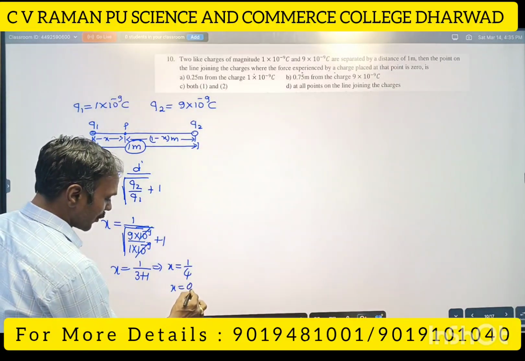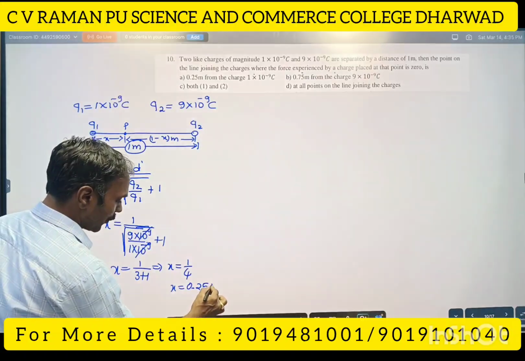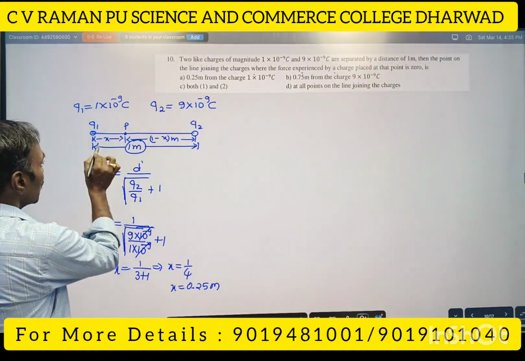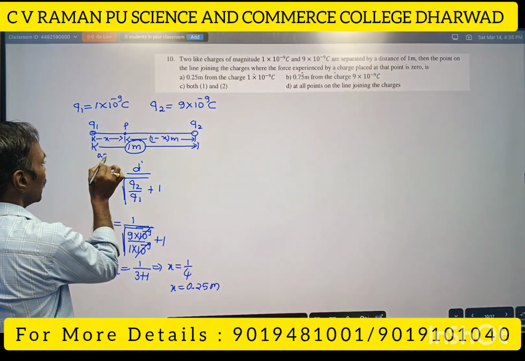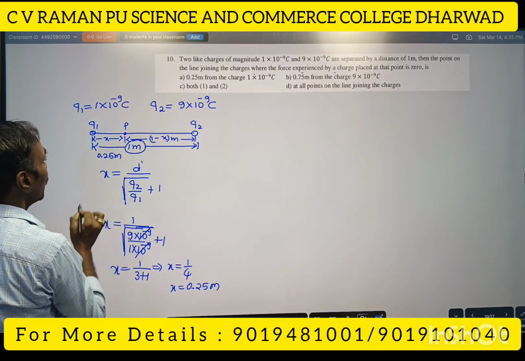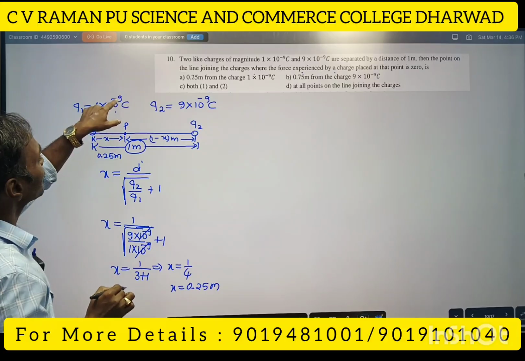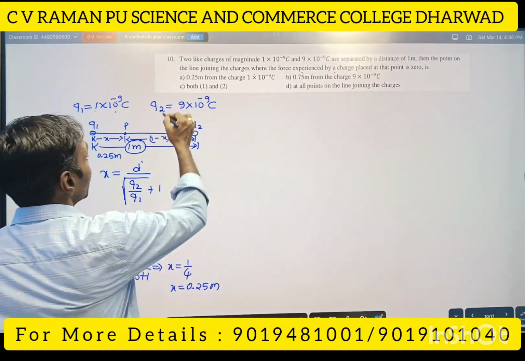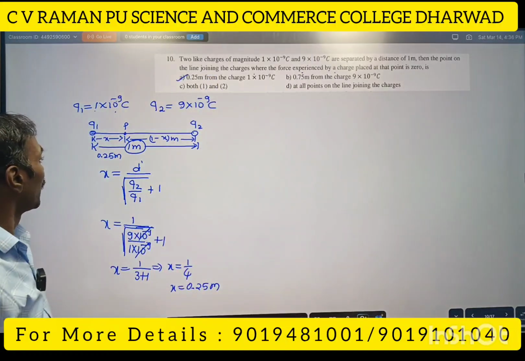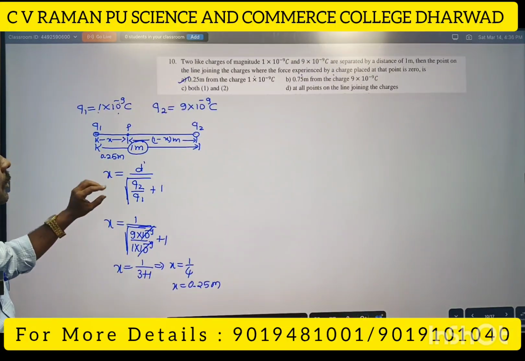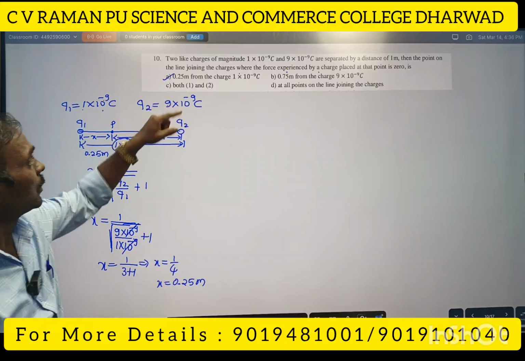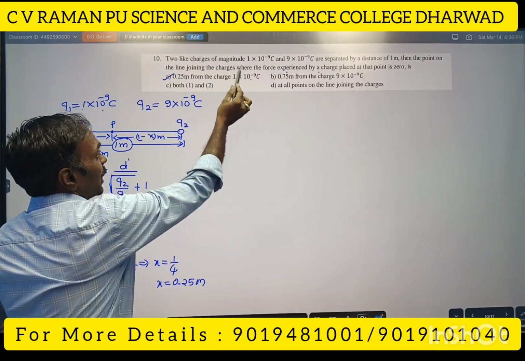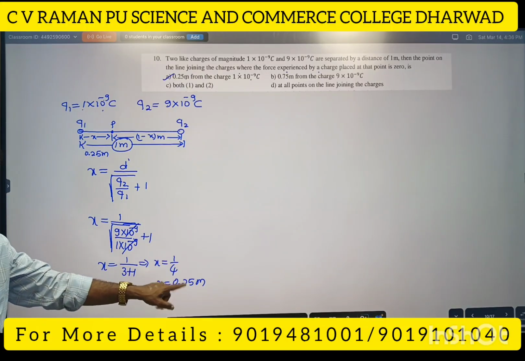So the value of x is equal to 0.25 meter. From which charge? It is 0.25 meter from the 1 into 10 raised to minus 9 coulomb charge. Now let's check the options. Option A, 0.25 meter from a charge 1 into 10 raised to minus 9, which we got as a result.